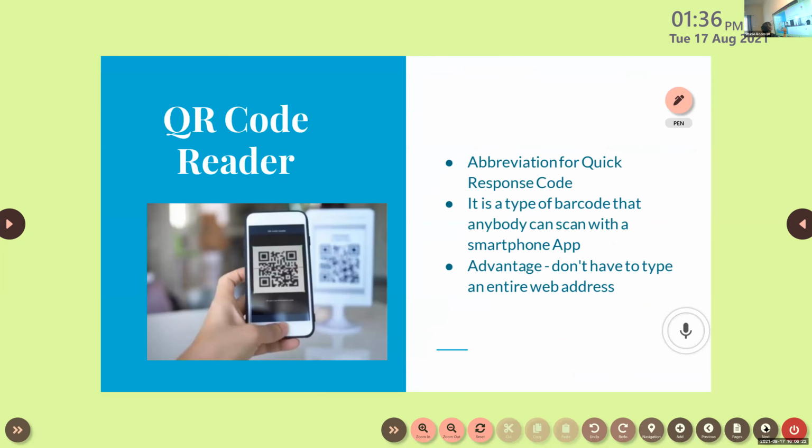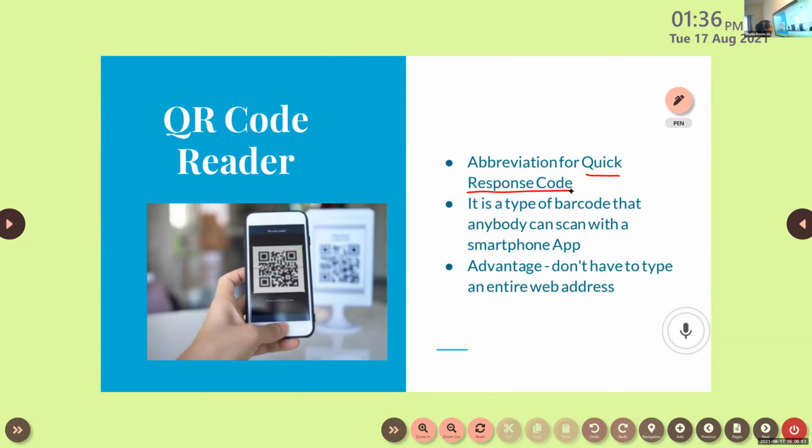QR code reader. What is the use of this? It reads QR codes. Simply you can say that it is used for reading QR codes, isn't it? QR code is an abbreviation for quick response code.